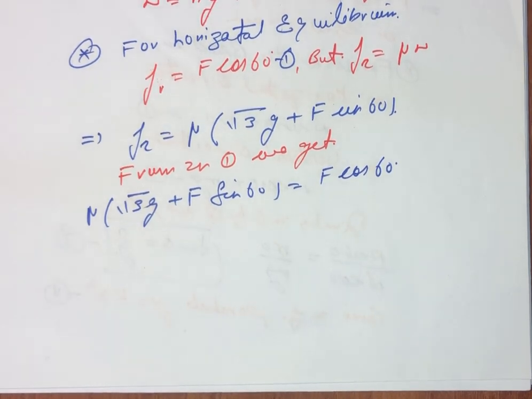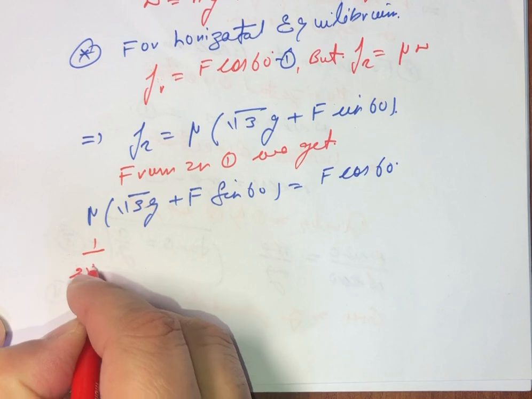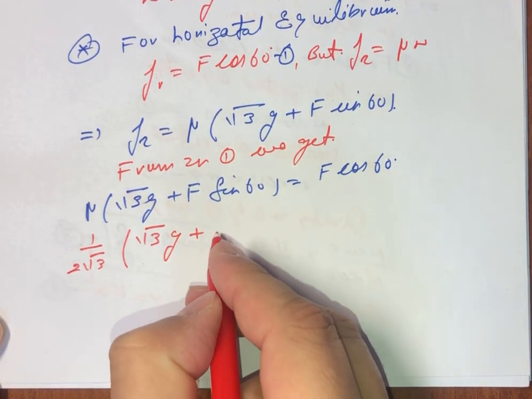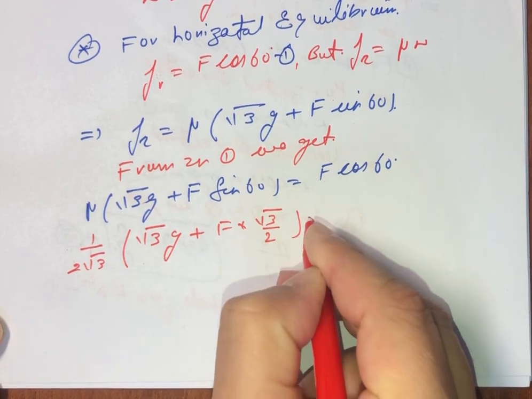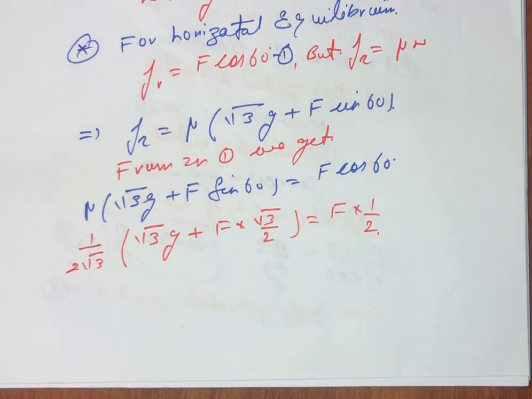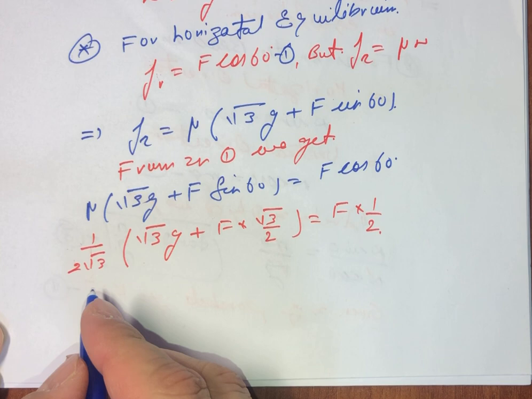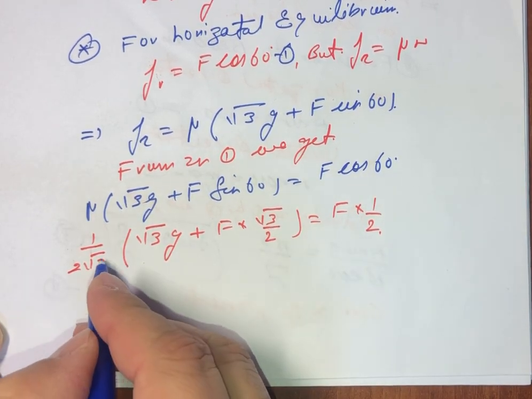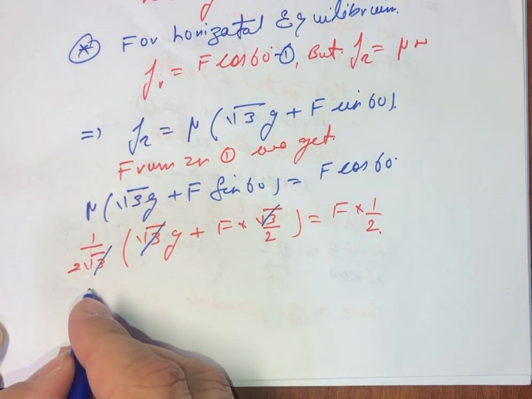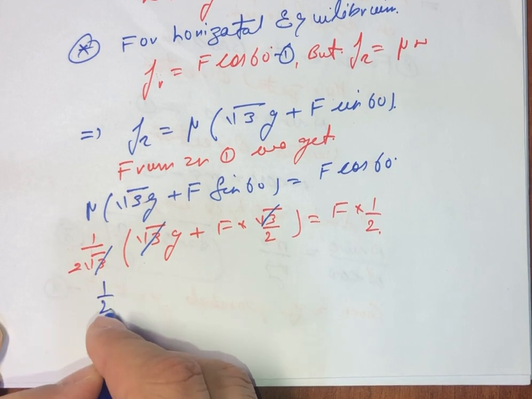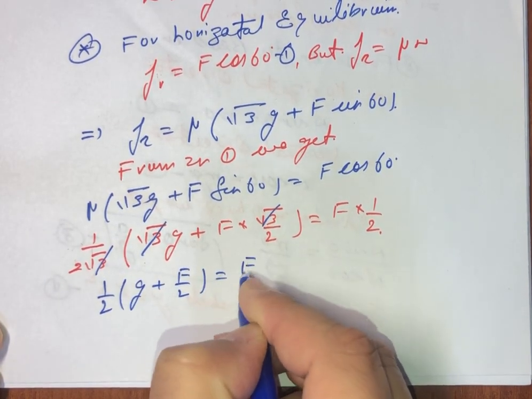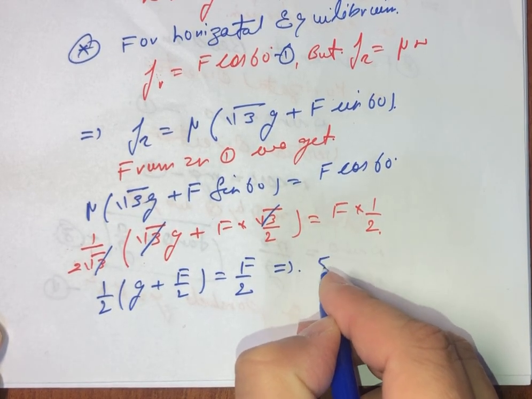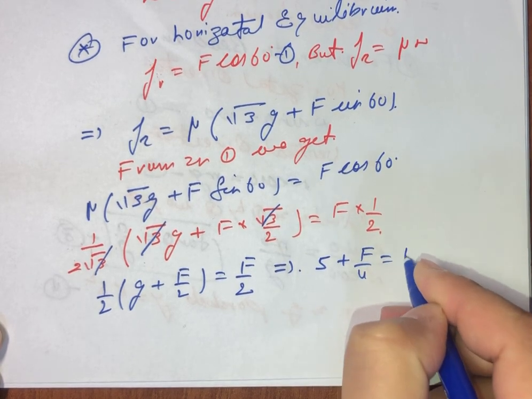When we substitute the values, mu is given as 1 upon 2 root 3, we have root 3 multiplied by g plus F, sine is root 3 by 2, and cos is 1 by 2. So multiplying root 3 across, root 3 and root 3 cancel out. So we get half g plus F by 2 is equal to F by 2. And g is 10. So this will be 5 plus F by 4 is equal to F by 2.